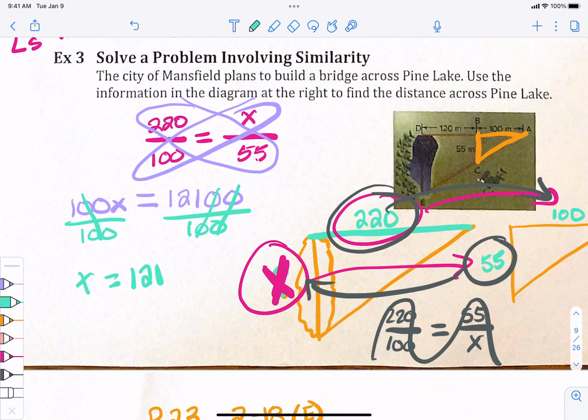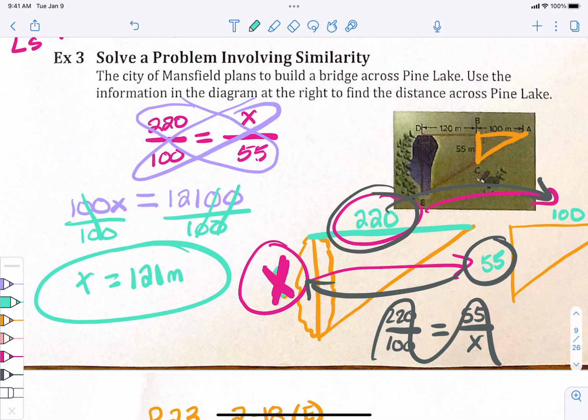And what's the units on that? Meters, okay? And I have found the length across the river without having to walk into the water. Make sense? Using similar triangles. Good? Okay. That's all I have for you.